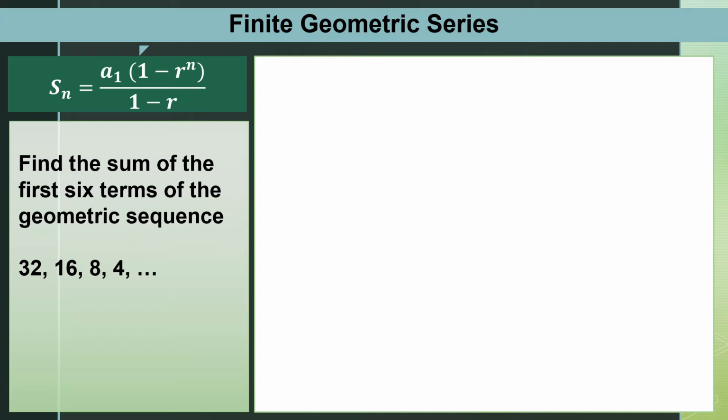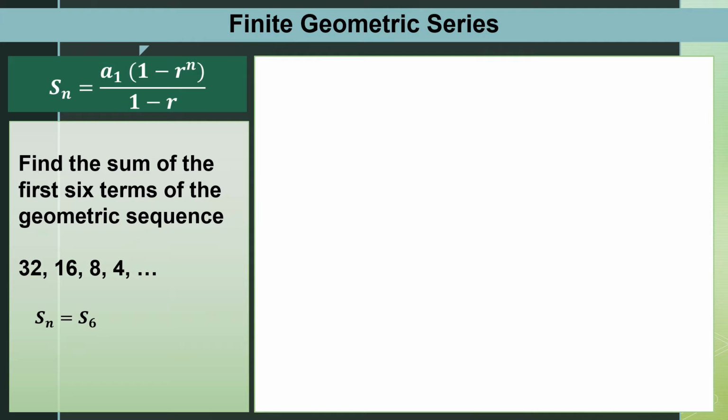Ngayon, gamitin natin ang formula sa pag-compute ng ating example. Find the sum of the first 6 terms of the geometric sequence, 32, 16, 8, 4, and so on. Ibig sabihin, kailangan lang nating i-add ang unang 6 na terms ng sequence nito. So, kung gagamitin natin ang formula, kailangan muna nating i-identify ang given.